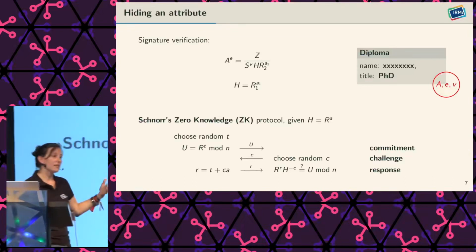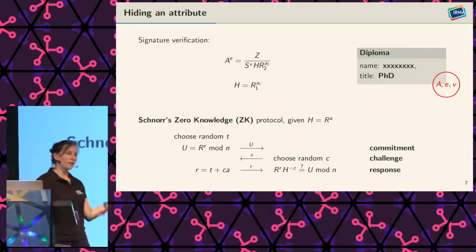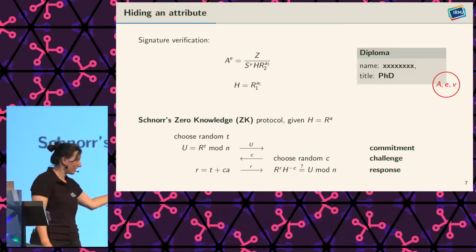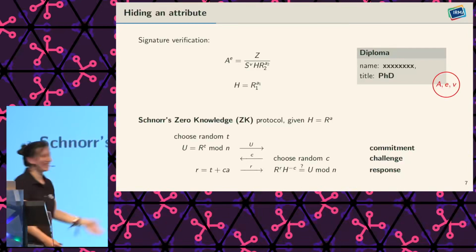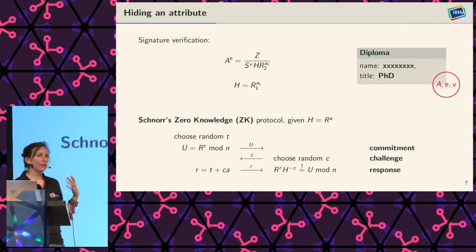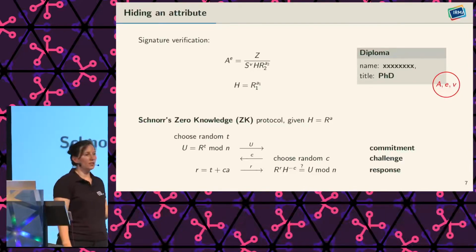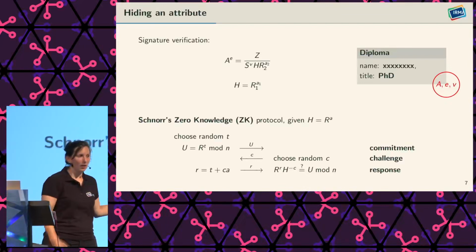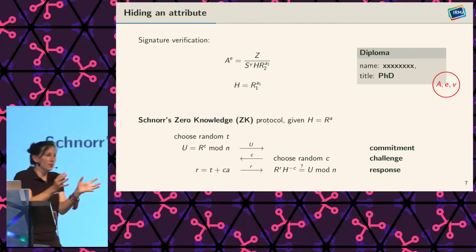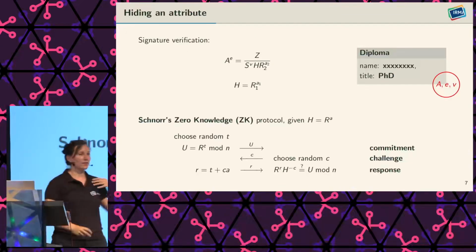Then in the next phase, the challenge phase, the verifier chooses a random value c, the challenge, and sends it over to us again. Now we calculate the response, which is this huge value t, plus the challenge times the attribute value. t thereby masks the attribute value because it's so big you can't really see a anymore, and we send across r.